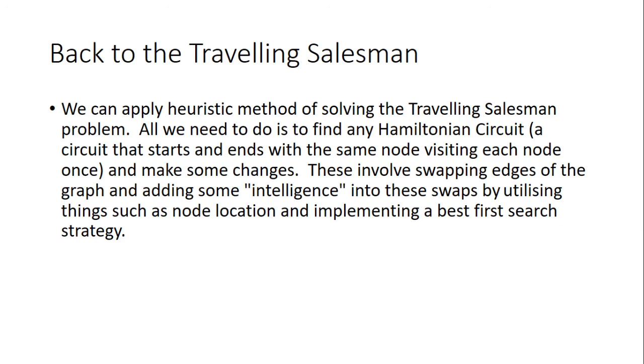So if we know two towns are near each other, we know to swap over a certain road. Or if we know two towns are far away from each other, we know to do something else with the road selection. That's what it means there. We make some changes, we add some intelligence to it, and then we go from there. And yes, best first search, as a number of people have asked, is an example of a heuristic because of the way it works.